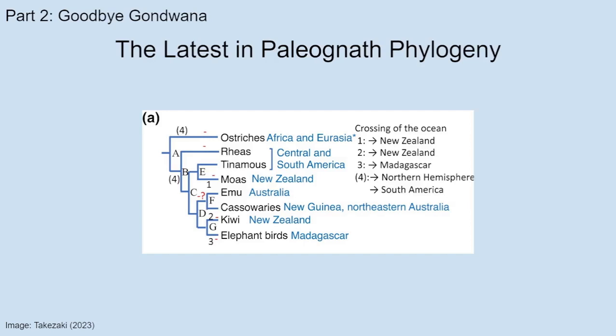So we have the ostriches being the most distantly related to all the rest. That part, we pretty much already agreed on. But the next part is where the tricky part was, which was how do the remaining paleognath groups relate to each other?